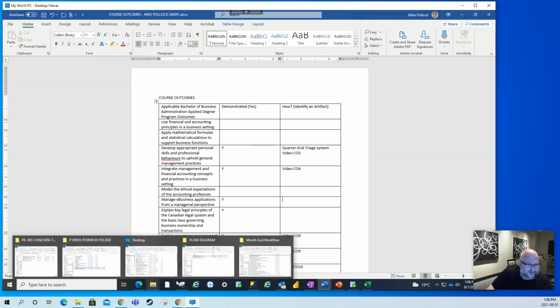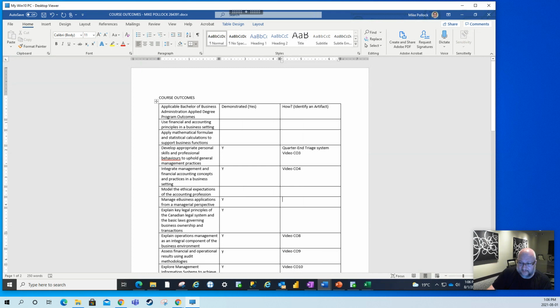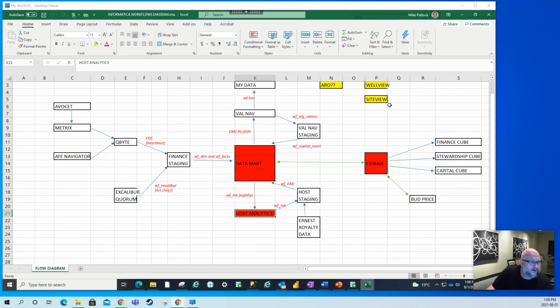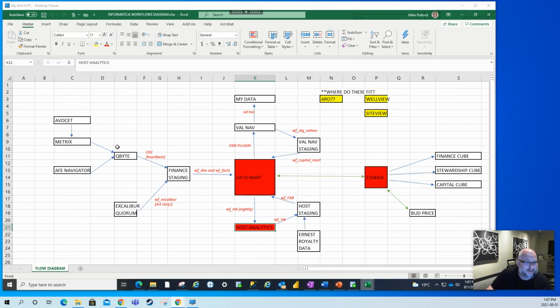So my first strategy was to come up with a flow chart. And this is what I came up with. Using what I did know about the existing systems and where they all needed to go, I made a rough outline here and determined that we had a system here with all the finance data conversion to the data mart.